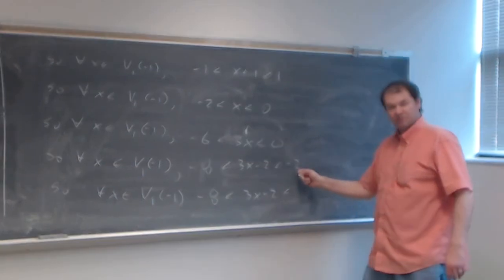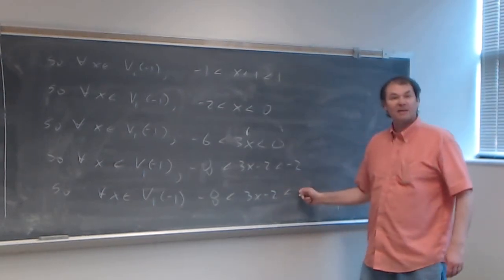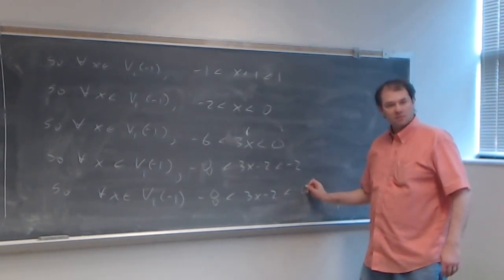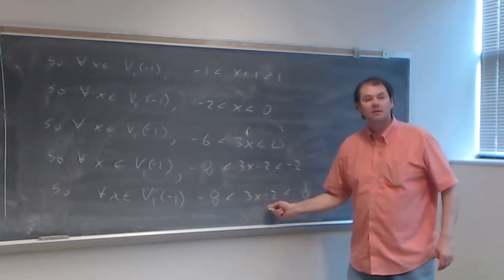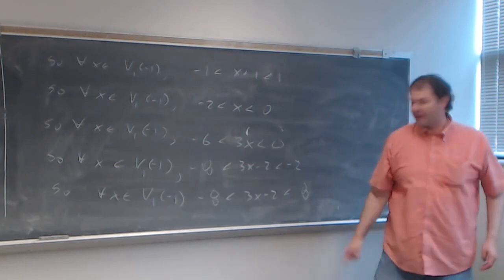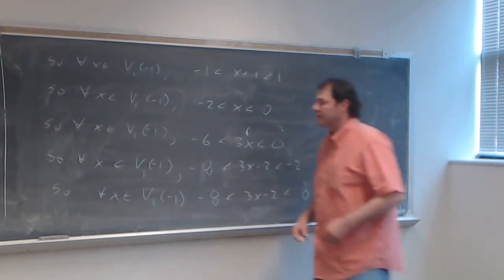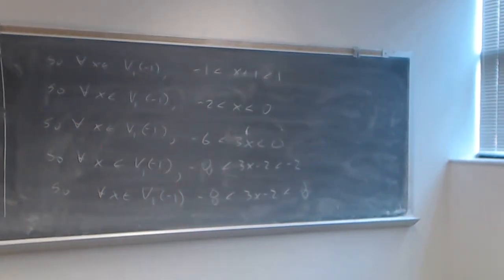So instead of putting minus 2, if you're less than minus 2, I tell you, you've got to be less than 8. Why do I want that? Because I want to be able to say something about the absolute value of f of x. And there's f of x right there.